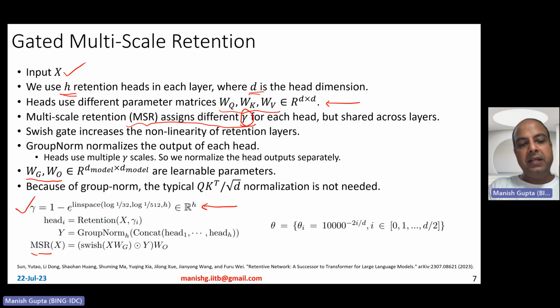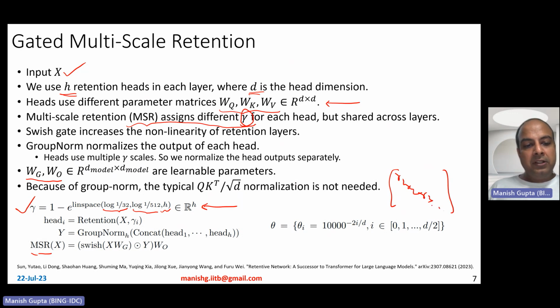So 1 minus e raised to linspace. Linspace just means that you take equally spaced values starting from log 1 by 32 to the head. So if this is the first head, second head, third head, and so on, h can be 1 up to h, right? So you choose numbers that are equally spaced by log 1 over 512. Okay. So that's that. Essentially, you take those different values of gamma, and they form gamma 1, gamma 2, your diagonal matrix essentially. And so that's basically gamma.